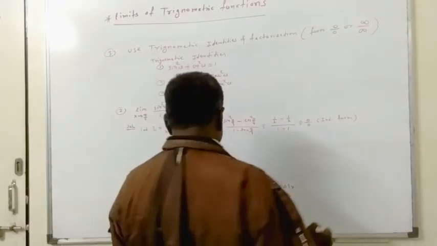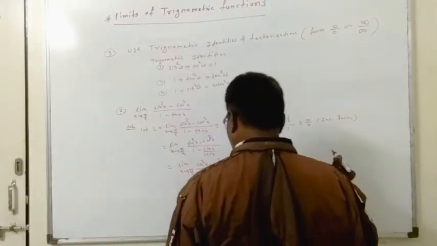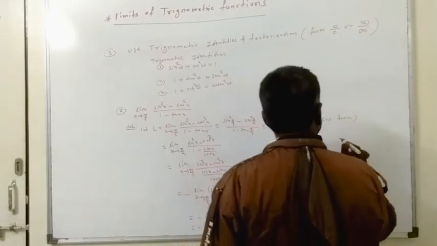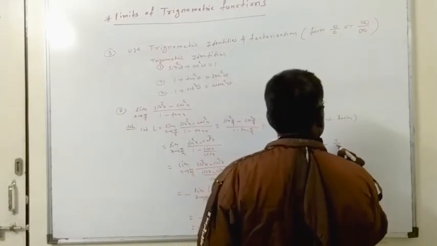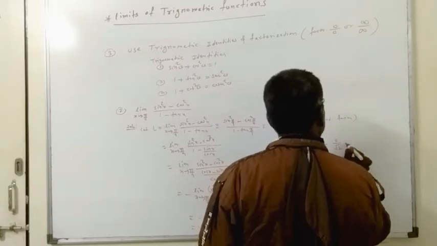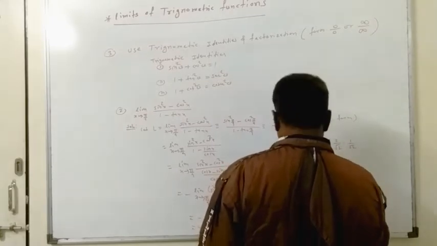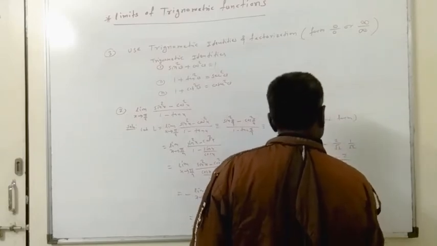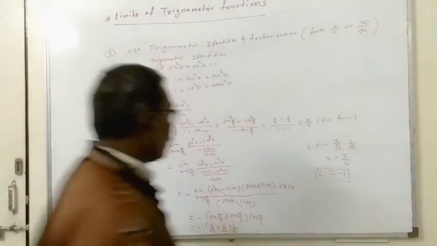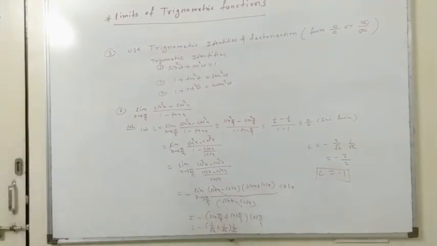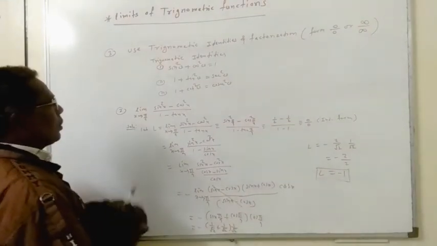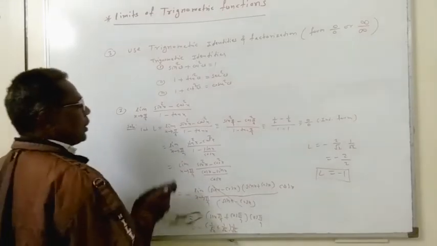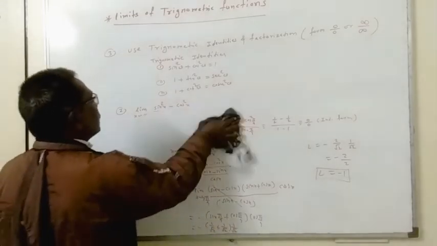So 1 upon root 2 plus 1 upon root 2 is 2 times 1 upon root 2. So here we get minus 2 divided by root 2 into root 2, into 1 upon root 2. So that is equal to minus 2 upon 2, so minus 1 is the required limit. So like this, the third method will use these trigonometry identities, and then by factorization we can solve the examples.